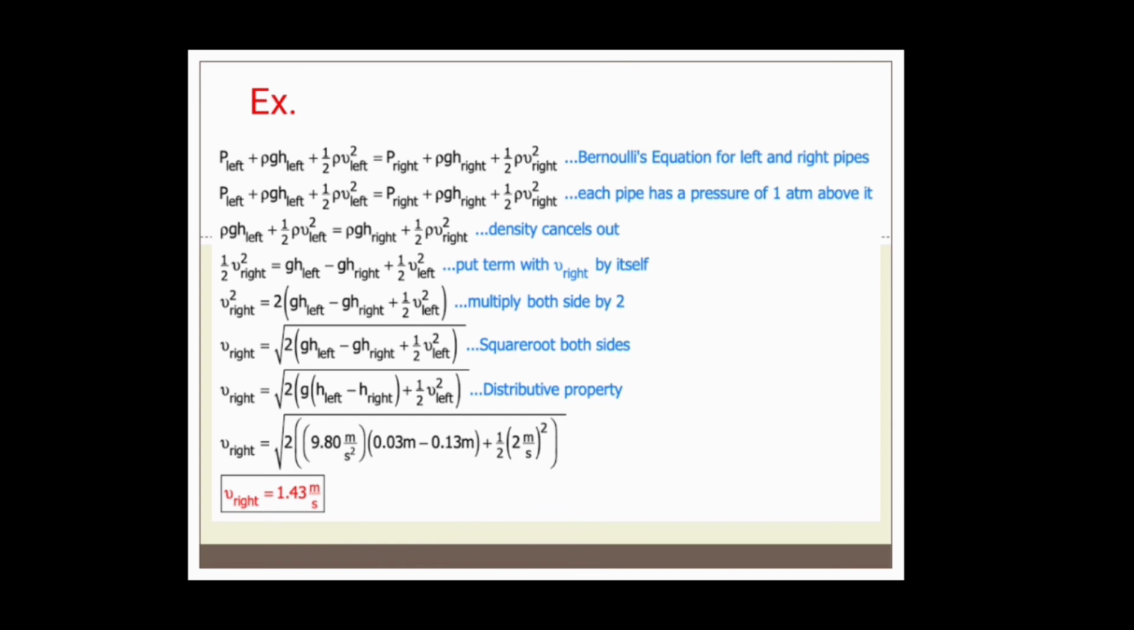So substitute the answers. V right equals square root of 2 times 9.8 meters per second squared times 0.03 meter minus 0.13 meter plus 1/2 times 2 meters per second squared. So the answer is V right equals 1.43 meters per second. And that's all. Thank you.